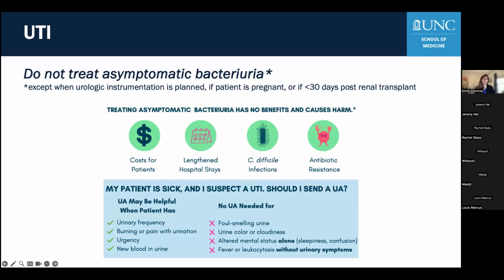So this is an infographic that we developed to educate providers, both in the outpatient and inpatient setting, to prevent over-treatment of asymptomatic bacteriuria. So this is another thing that we can educate non-ID providers about very easily, and hopefully improve antimicrobial stewardship for this particular condition.